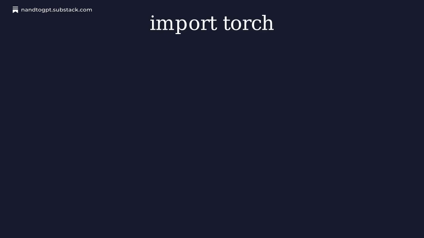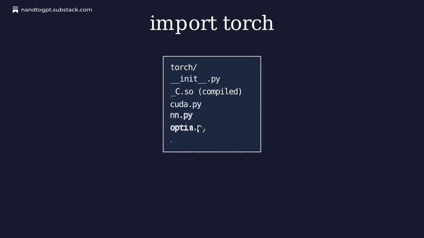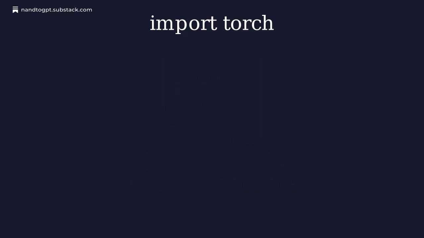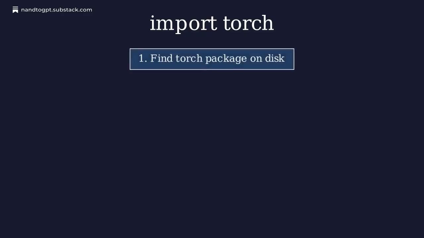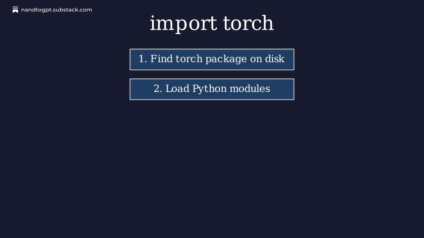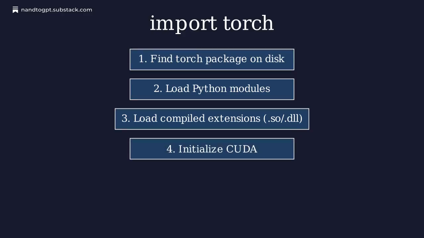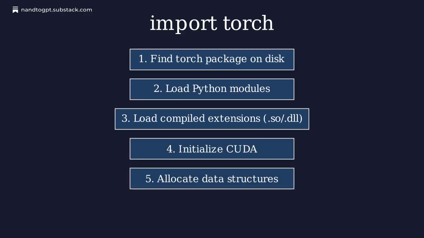Now, import torch. When you import a library, Python loads code from files on disk. But PyTorch isn't just Python, it's massive. Most of that is compiled C++ and CUDA code pre-built for speed. When you import torch, Python does the following. First, it finds the torch package on disk. Second, it loads the Python modules. Third, it loads compiled extensions, .so files on Linux, .dll on Windows. Fourth, it initializes CUDA if available. Finally, it allocates internal data structures.